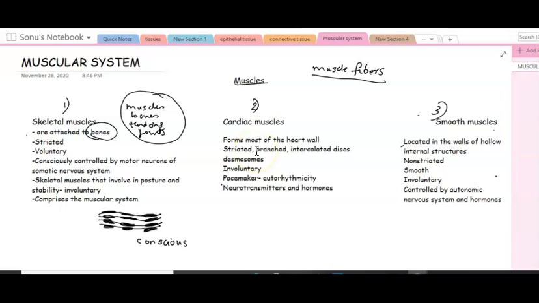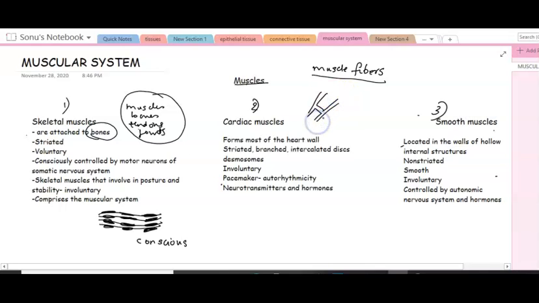Then coming to the cardiac muscles. In cardiac muscles, here also the muscles are striated. That is, they have these alternate dark and light areas. But here they are not in a single bundle, but they are branched like this.